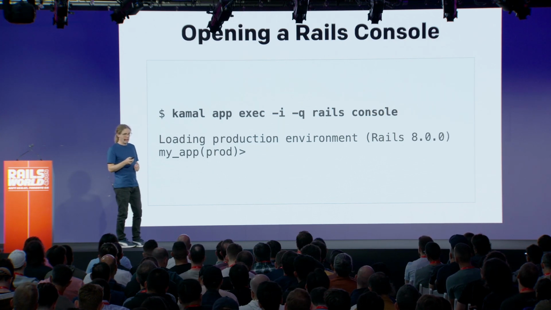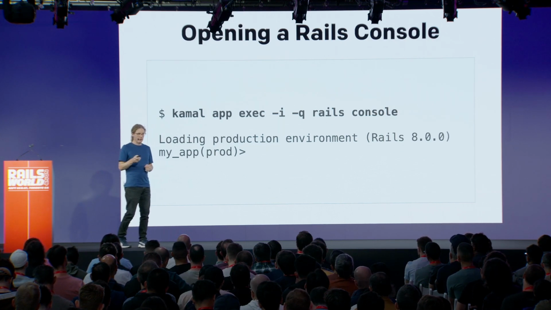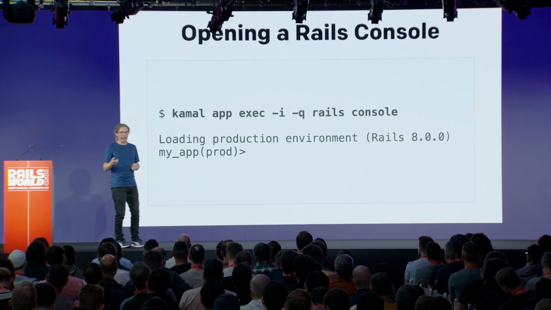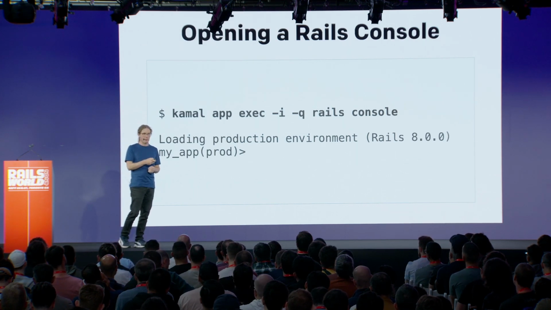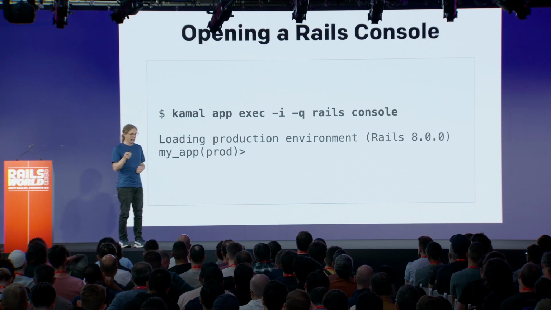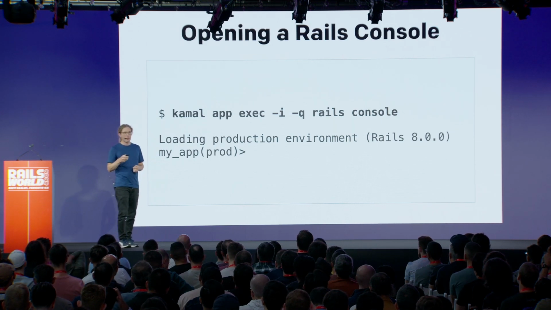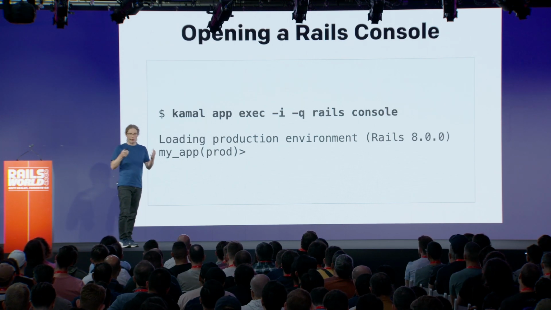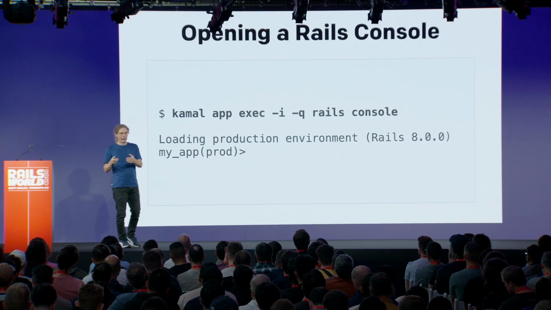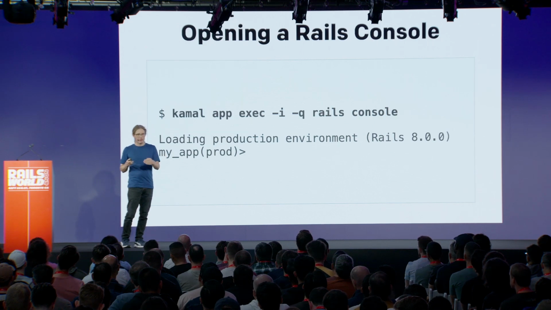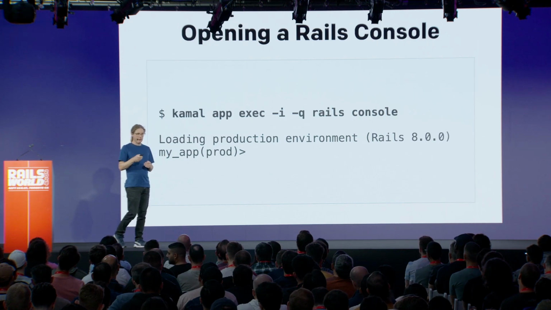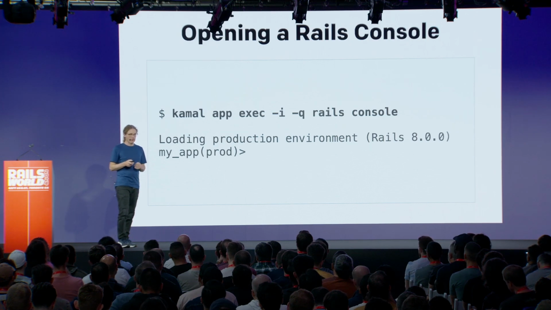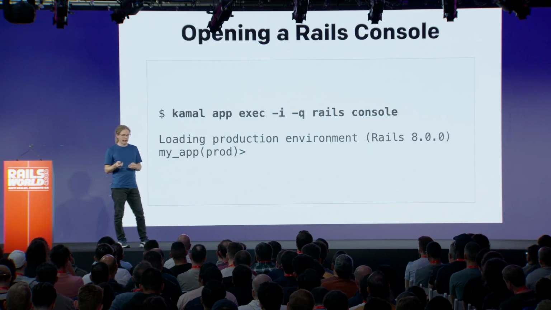Okay, so next, David kind of showed this a bit earlier, but this is the command you can run to open a Rails console, and you can do this right now in Kamal 1. App exec is a Kamal command that will either boot up a new container running your latest application image or exec into an existing container and run the command you supply. So you can just pass Rails console, and there you go. You've got a running Rails console in production.